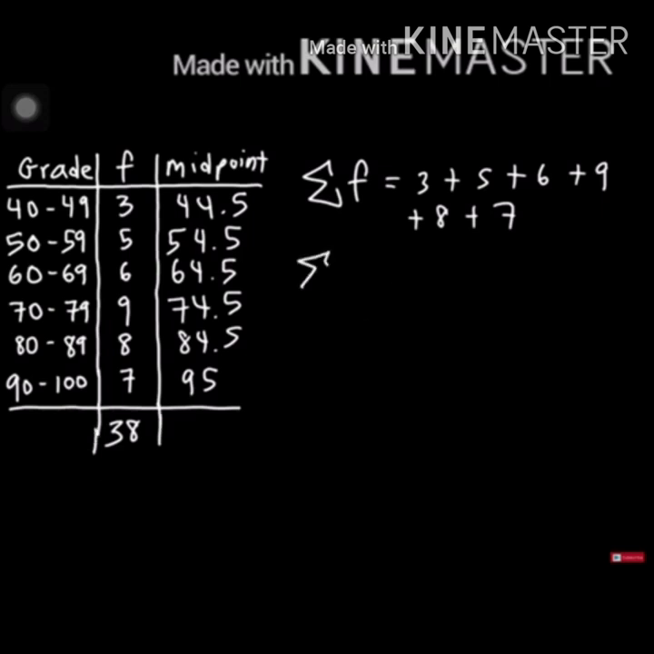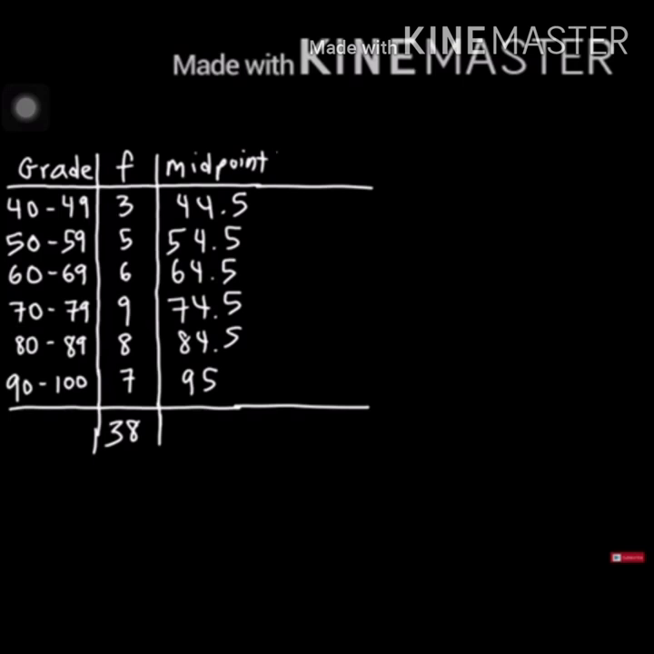Now the next thing we need to calculate is the sum of the frequency times the midpoint values. So what we are going to do is multiply these two now. It might be easier to make an extra column. Let's call this F times M. So what we are going to do is multiply the frequency by the midpoint.